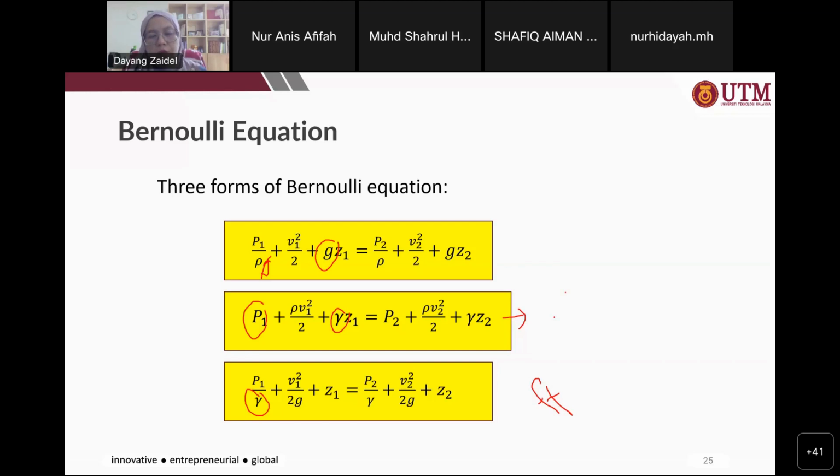So if you have Z in feet, then you can use the third equation, equation number 3. But you just remember one equation, and if it's different, you can just multiply by rho, or by g, or by gamma, in order to get the other equation. You don't have to memorize everything.